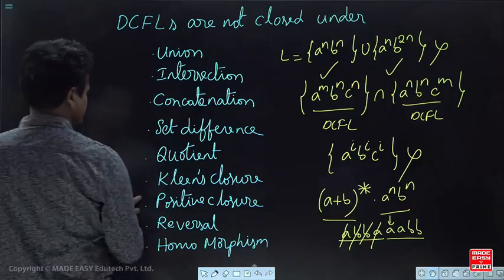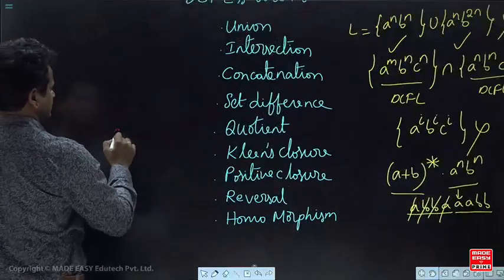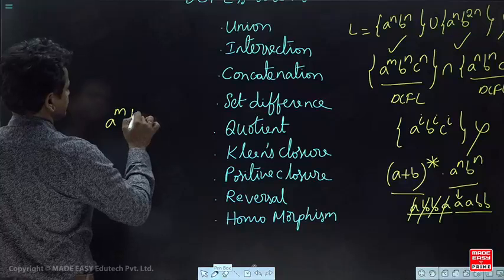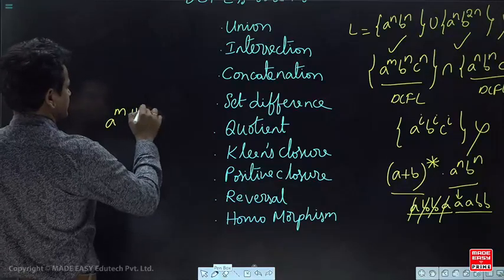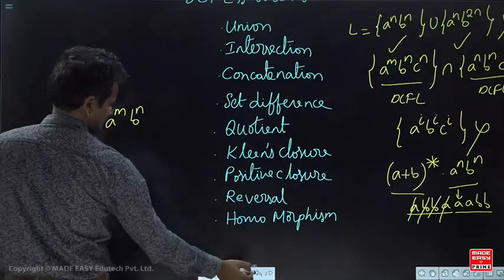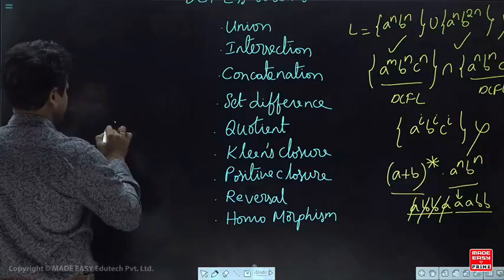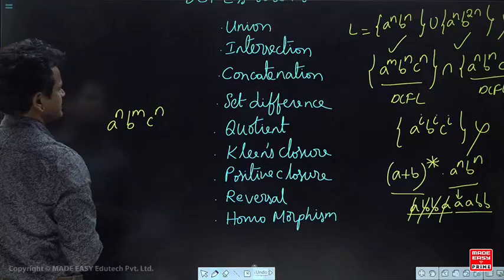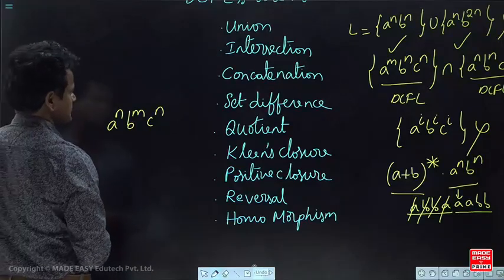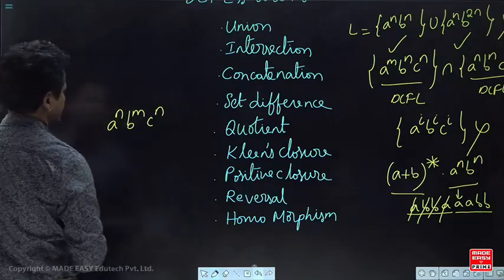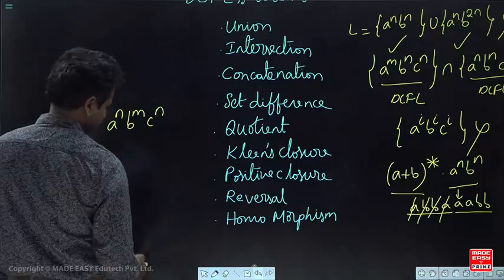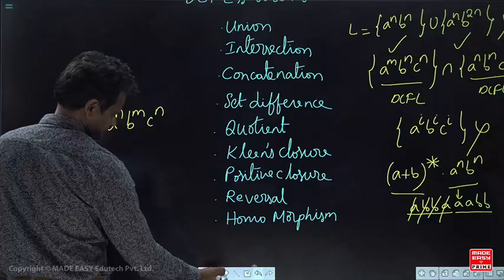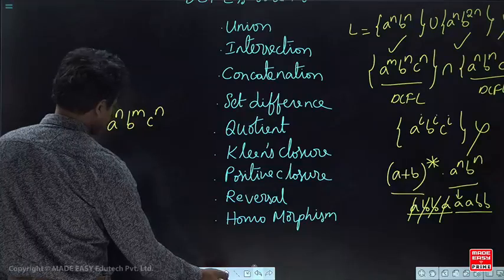Okay. Suppose example C: a power m b power n, a power n b power m c power n. This is DCFL.